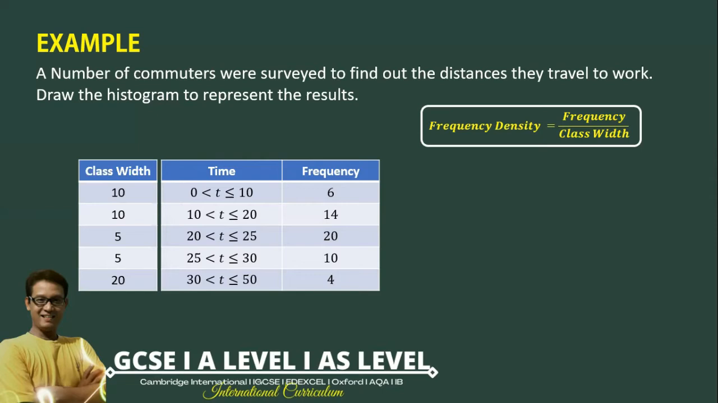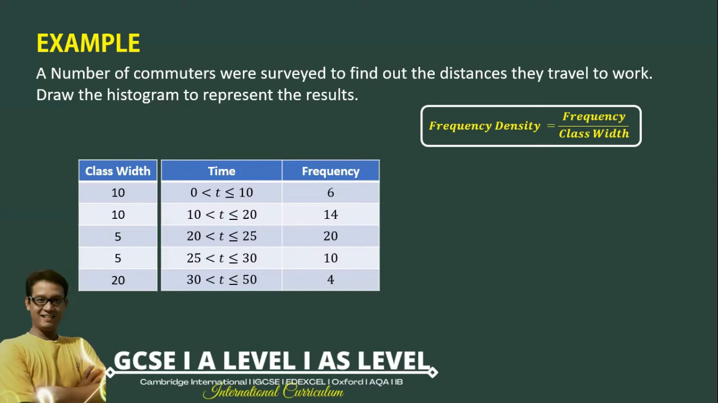Now we go to the third row. The time is 20 to 25, so the class width is 25 minus 20, which is 5. The fourth row is from 25 to 30, so the class width is 30 minus 25, which is 5. And for the last row, in the same way, the class width is 50 minus 30. The class width is 20. Is it clear, everyone?